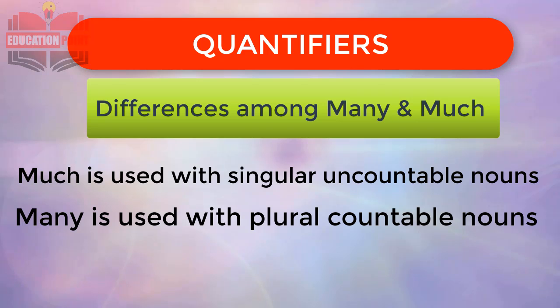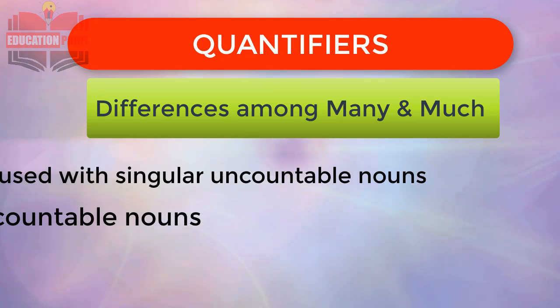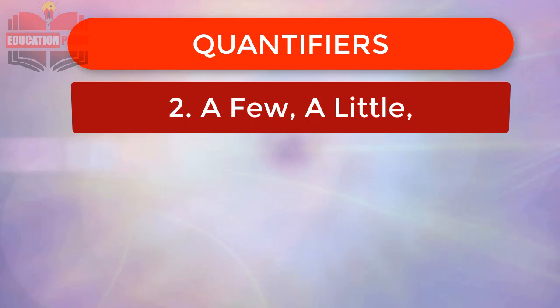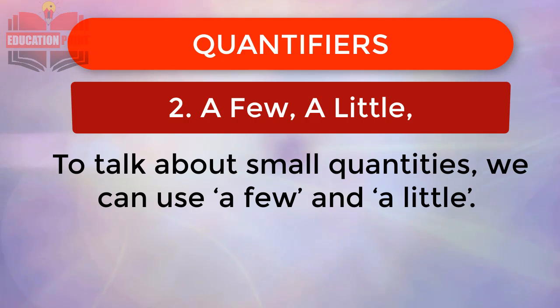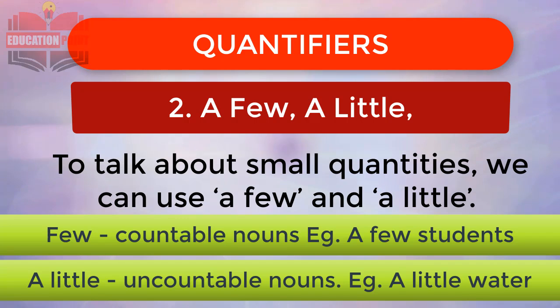Now let's move on to the second category, which is small quantities. When we want to talk about small quantities, we use quantifiers like a few, a little, or few, little. There is a difference between a few and few, which we will be discussing later. Few is used with a countable noun. Example, a few students.